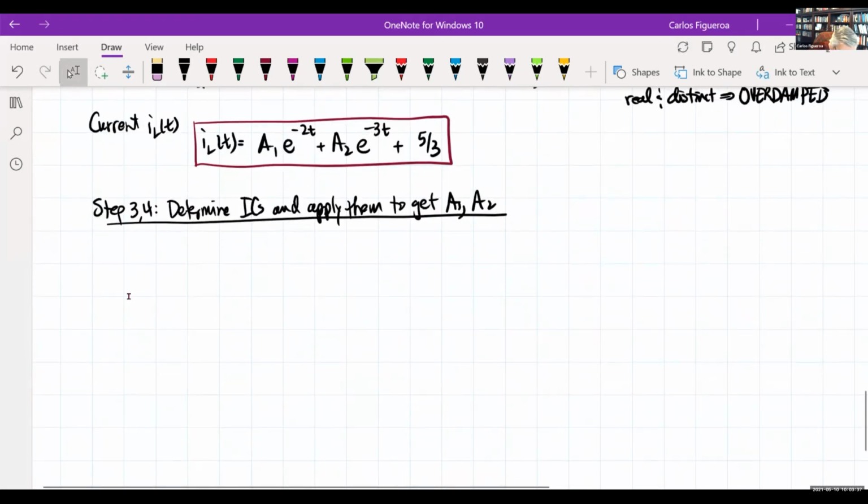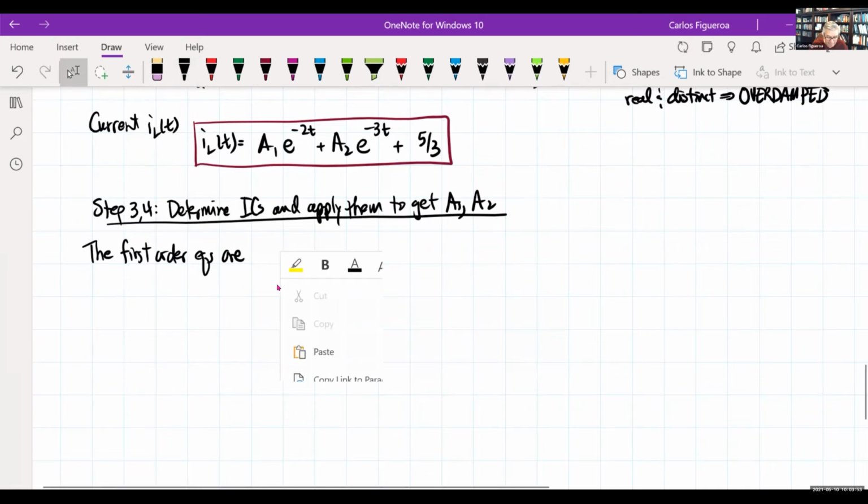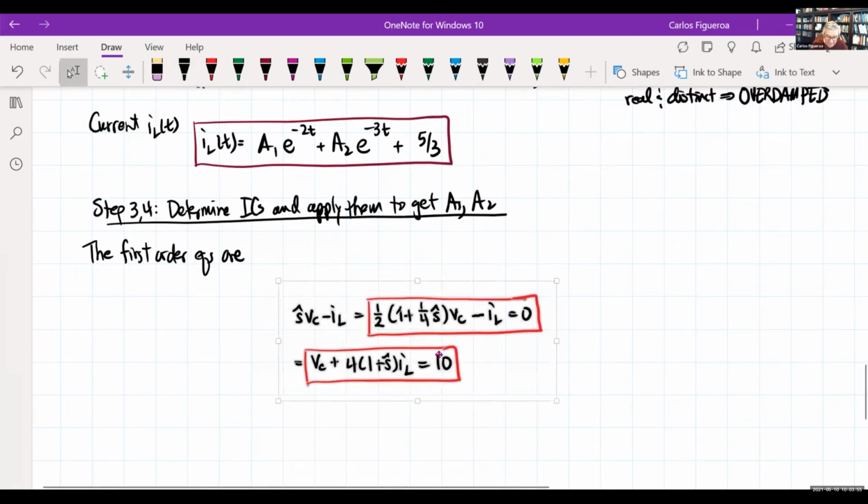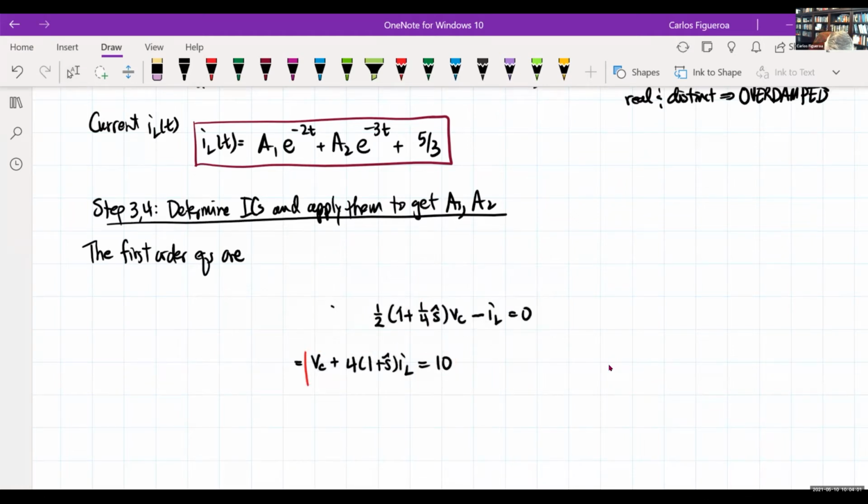So the first order equations are these guys now. So if I have these here, so here's what I get. So you could see that I have my KCL and my KVL equations.